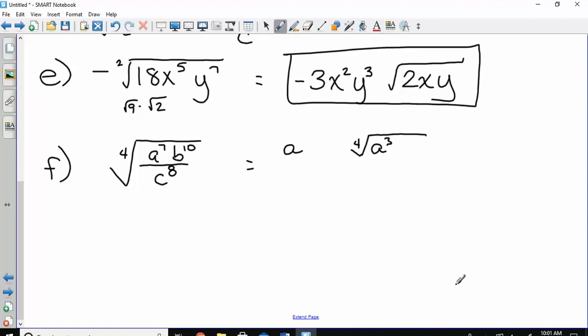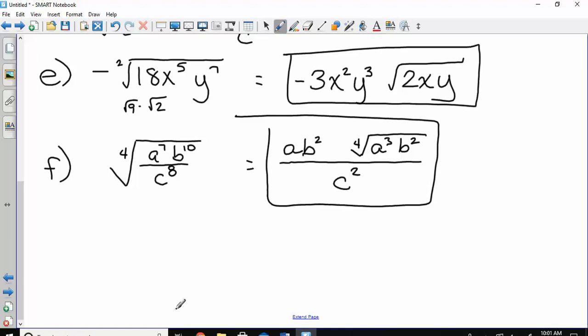Okay, my b's. If I have 10 b's, how many groups of 4 can I form? 2. So b squared comes out. That would account for 8 of them, so we have 2 left. On the bottom, we have c to the 8th. So if you have 8 c's, how many groups of 4? 2. So there's 2 that come out. Are there any left over? No. So that radical's gone.